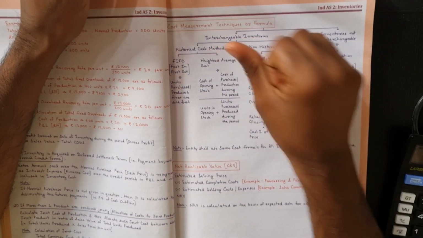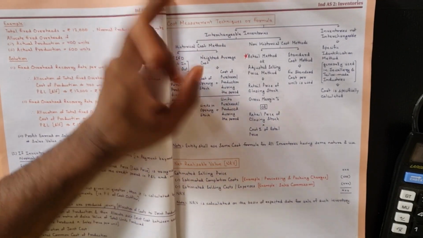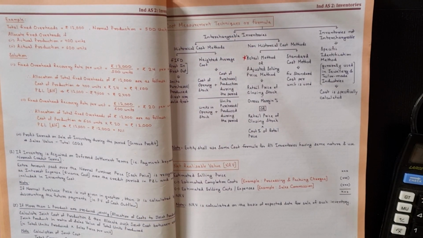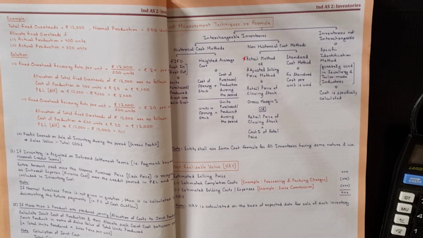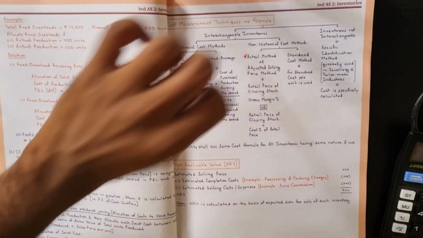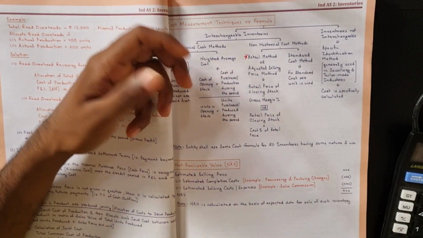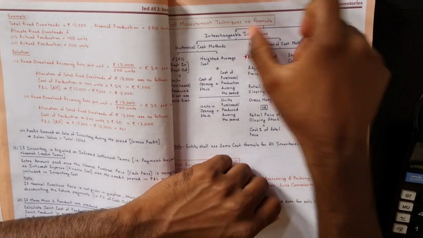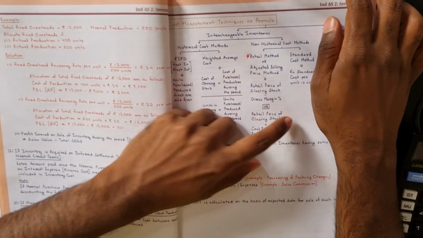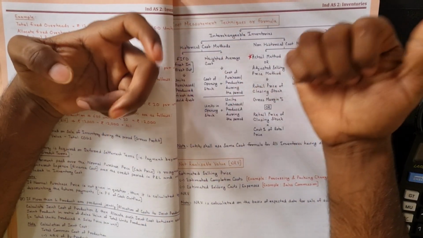So what are interchangeable inventories? We'll see. In that also we have two methods. The first one is historical cost methods and the second one is non-historical cost methods. Means what? If you are keeping stock data, then we'll use the historical cost method. And if you're not keeping any inventory cost data, then we'll follow non-historical cost methods. What is the historical cost method? We have two methods. The first one is FIFO and the second one is weighted average.